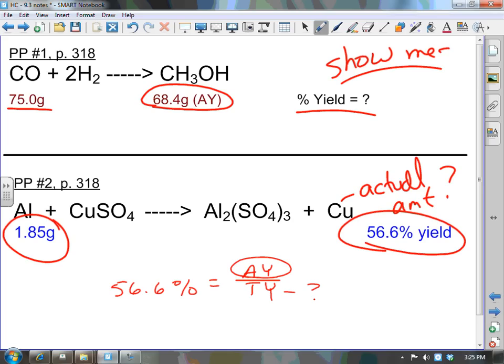In both cases, we need to know the theoretical yield. We need to know TY here, and we need to know TY for copper. Nothing new, because that's the A to B problems that we're doing in 9.2. So again, both of these are show me, and that kind of covers percent yield and actual yield.